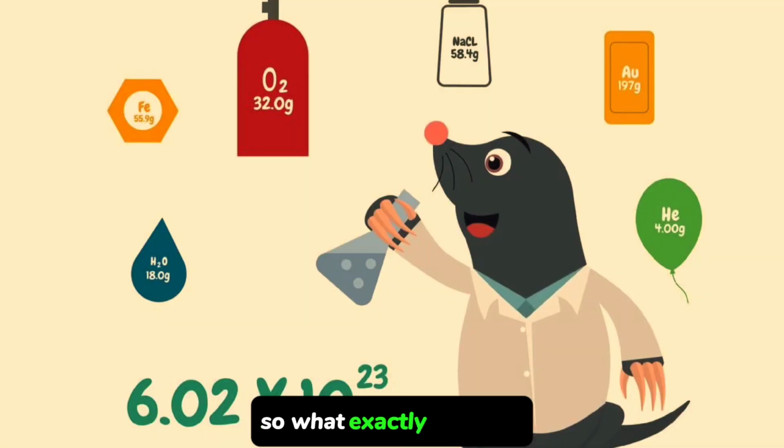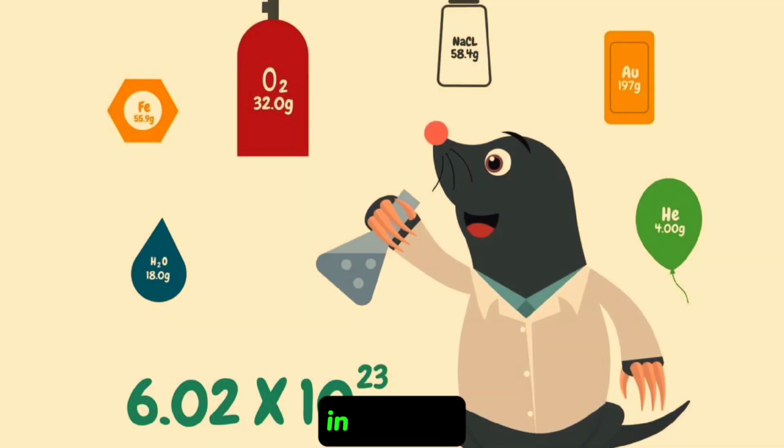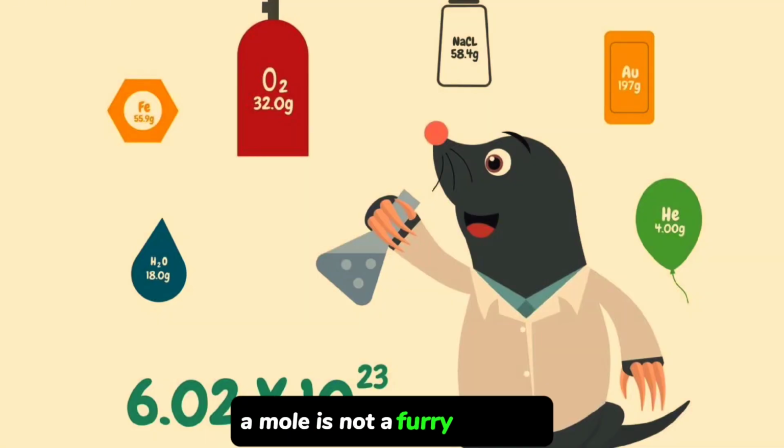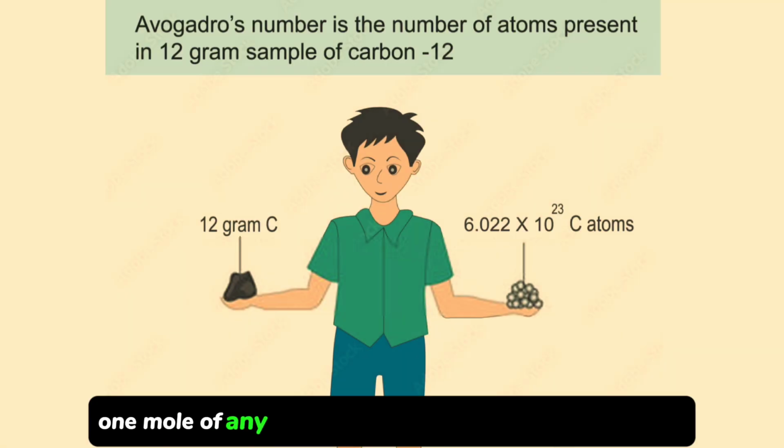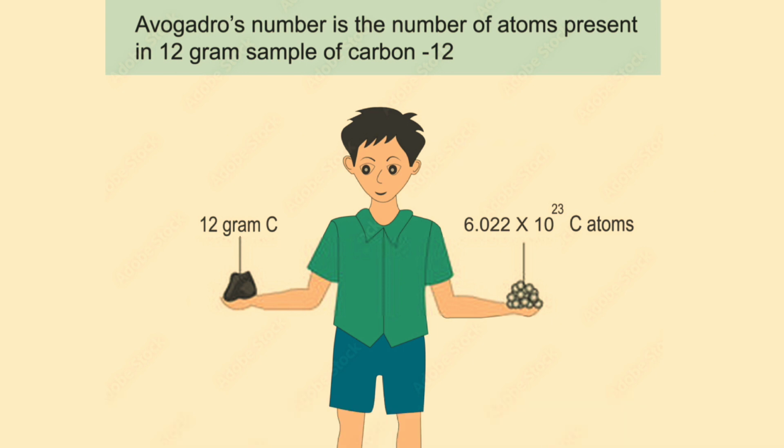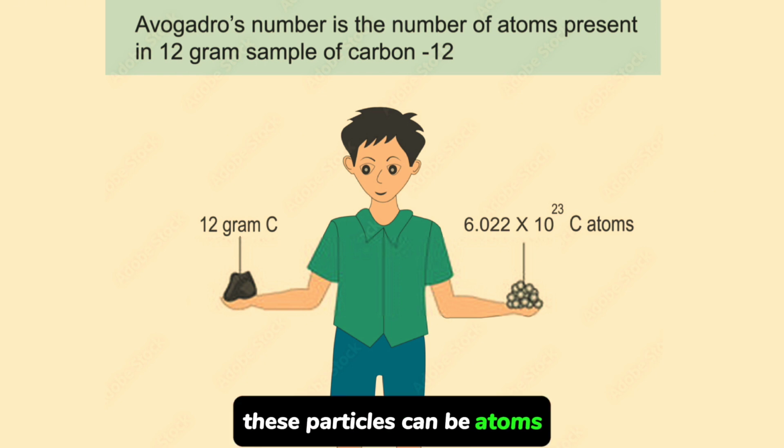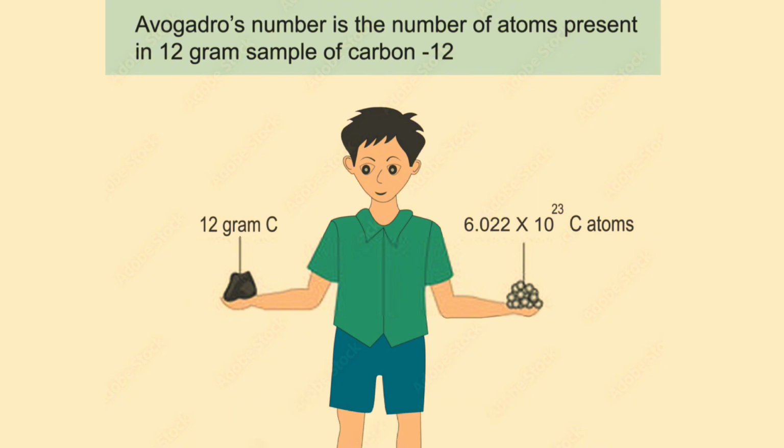So, what exactly is a mole? In chemistry, a mole is not a furry creature, it's a unit of measurement. 1 mole of any substance contains Avogadro's number, 6.022 × 10^23, of particles. These particles can be atoms, molecules, ions, or any other chemical entity.